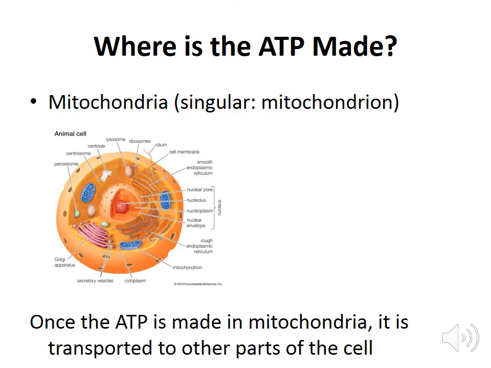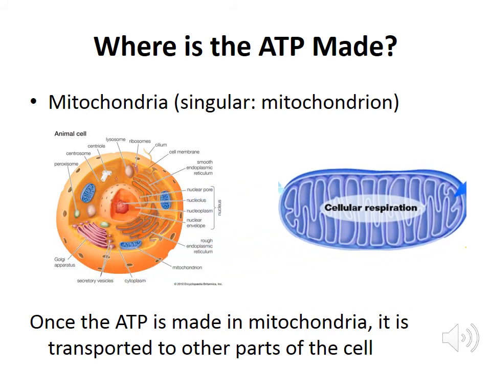Where's ATP made? It's made in a little organelle in the cell called the mitochondrion. And cells have many mitochondria. The more energy that a cell needs, the more mitochondria it has. So your muscle cells perhaps have hundreds of mitochondria in a single cell. So this little organelle is the site of cellular respiration, and it's where ATP is made. Once ATP is made in mitochondria, it's transported to other parts of the cell that need that energy for motion or breaking or building molecules.